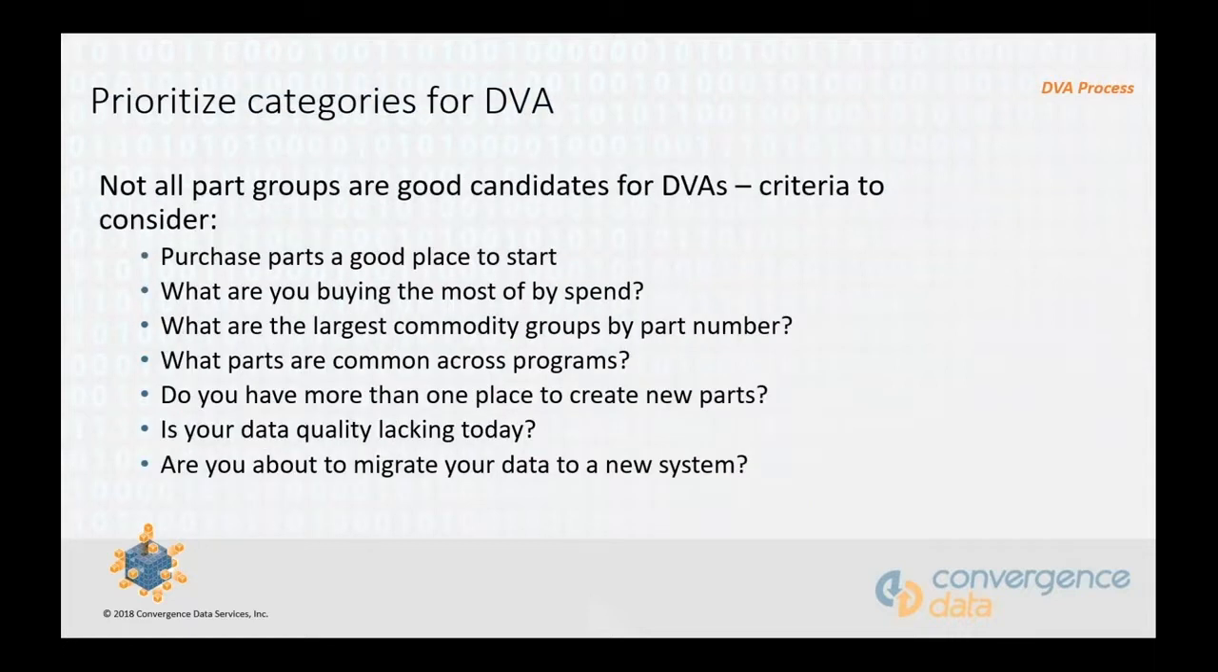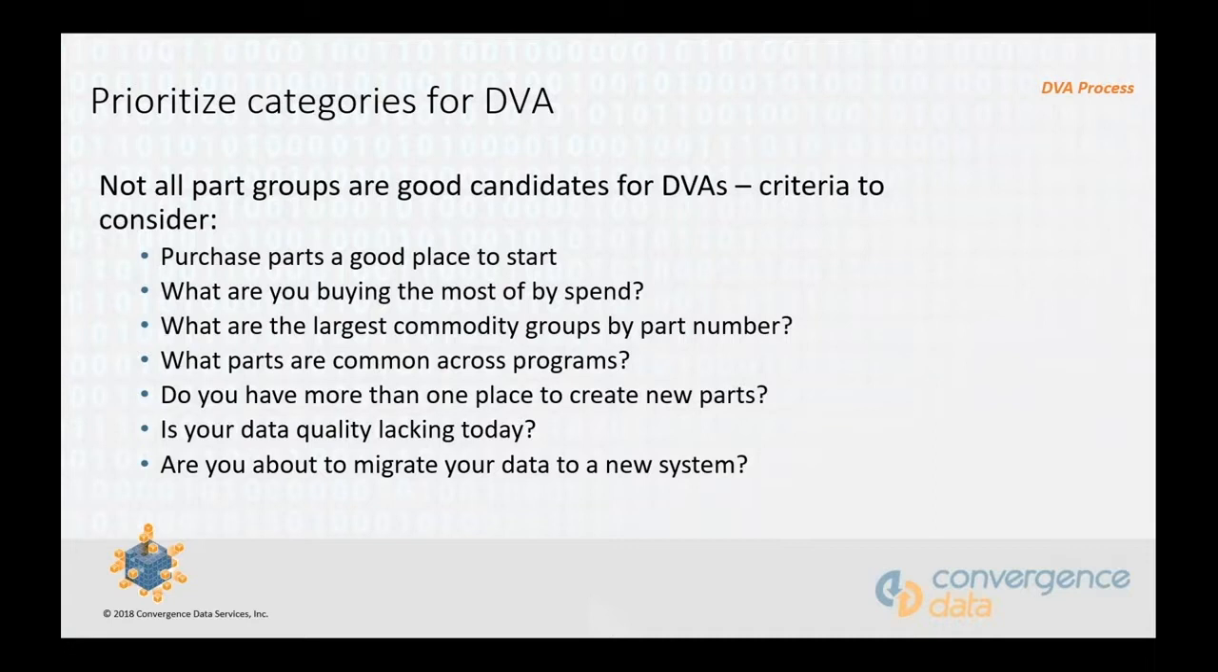So one of the most important things to do when you first start is to prioritize your categories for your DVA. And what do we mean by prioritize? You want to come up with some criteria. Typically, purchased parts are good candidates for a DVA, so that's something you might want to look at. You might want to look at what you're buying the most from a spend perspective. So you're going to need help from your procurement organization to get the commercial data.